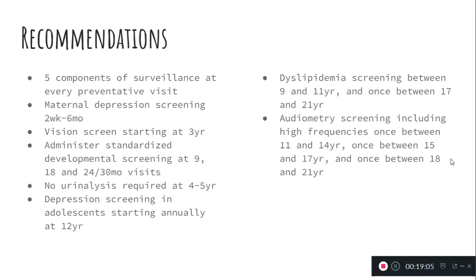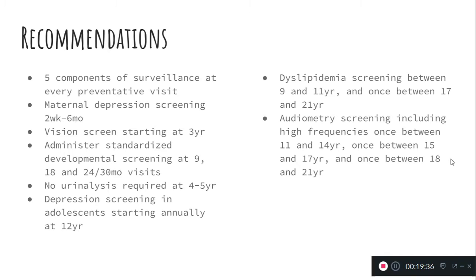So these are kind of the summary of recommendations for WeCare specifically. So 5 components of surveillance at every preventative visit. I believe most people are doing that. Our maternal depression screening, such as the Edinburgh screening at 2 weeks until 6 months of age. Our vision screening starting at 3 years, possibly with an instrument. Our administer standardized developmental screenings at 9, 18, and 24 or 30 months. Know your analysis at kinder.